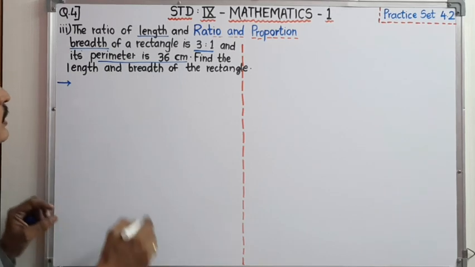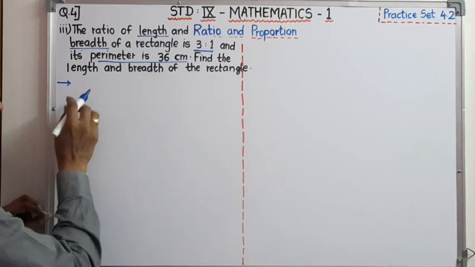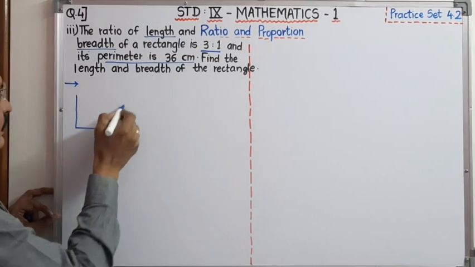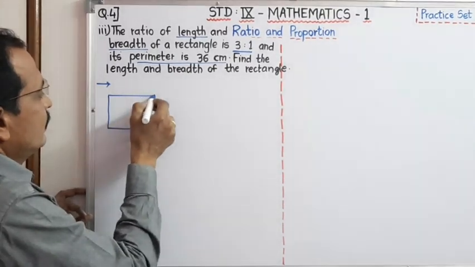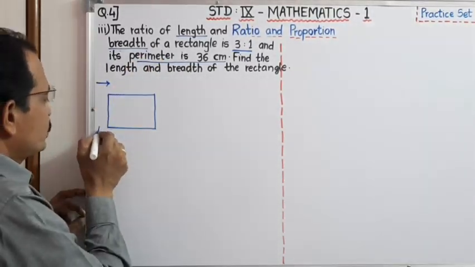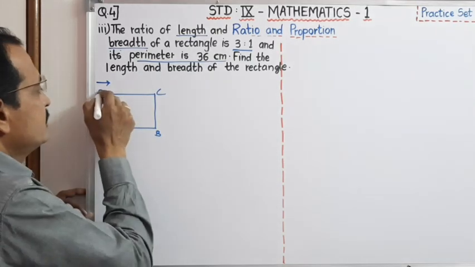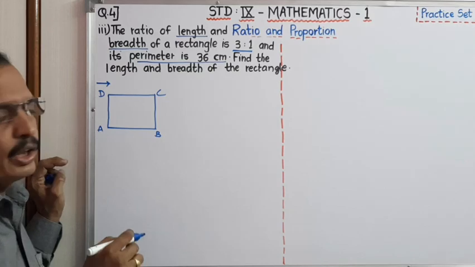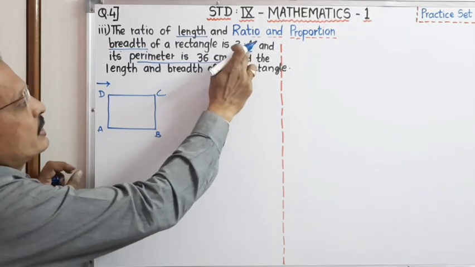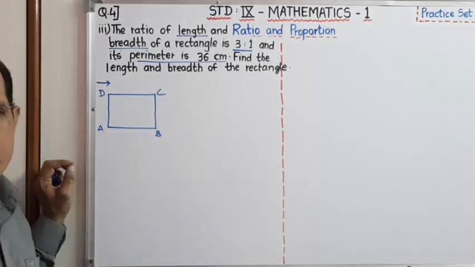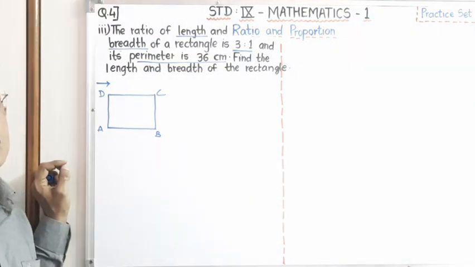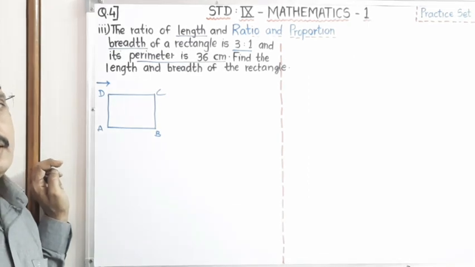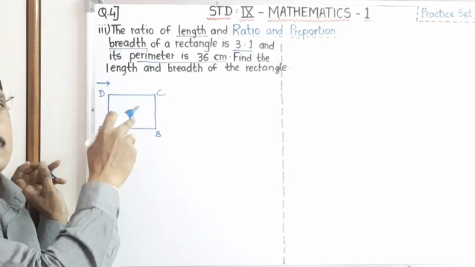Dear students, see here, if we draw this rectangle like this, suppose ABCD is a rectangle. This is the length and this is the breadth, and the ratio of length and breadth is given as 3:1 and the perimeter is given. To solve this, dear student, we must know the formula for finding the perimeter of the rectangle. If you know this, then and only then you can solve this.